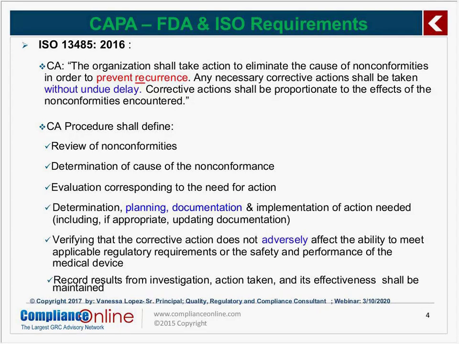The procedure of your corrective action shall define review of nonconformities, including customer complaints. The corrective action procedure shall also define determining the cause of the nonconformity. The procedure has to also define evaluation of the need for action to ensure that nonconformities do not recur. The procedure also needs to address determination and implementation of actions needed, which will be part of your planning and documentation, including, if appropriate, updating the documentation.